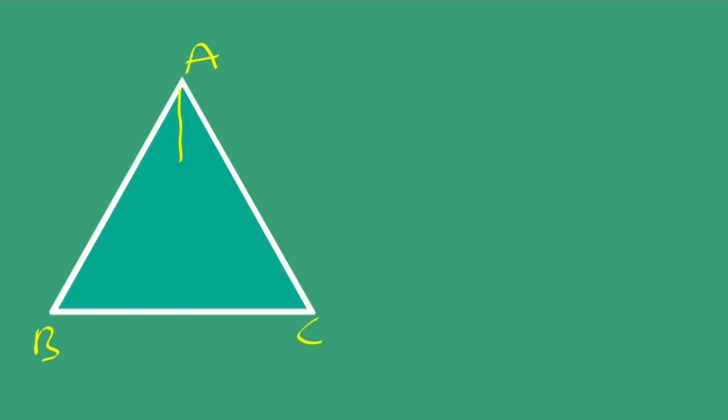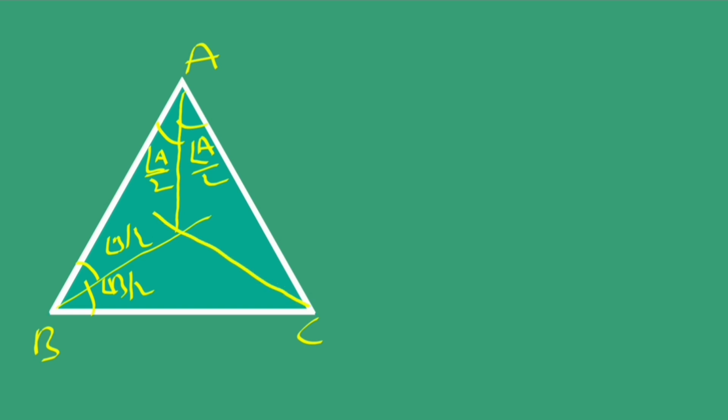This is one angle bisector. That means this is angle A by 2, and this is also angle A by 2. And this is another angle bisector. That means this is angle B by 2, and this is also angle B by 2. And this is the third angle bisector. Then this is angle C by 2, and this is also angle C divided by 2.